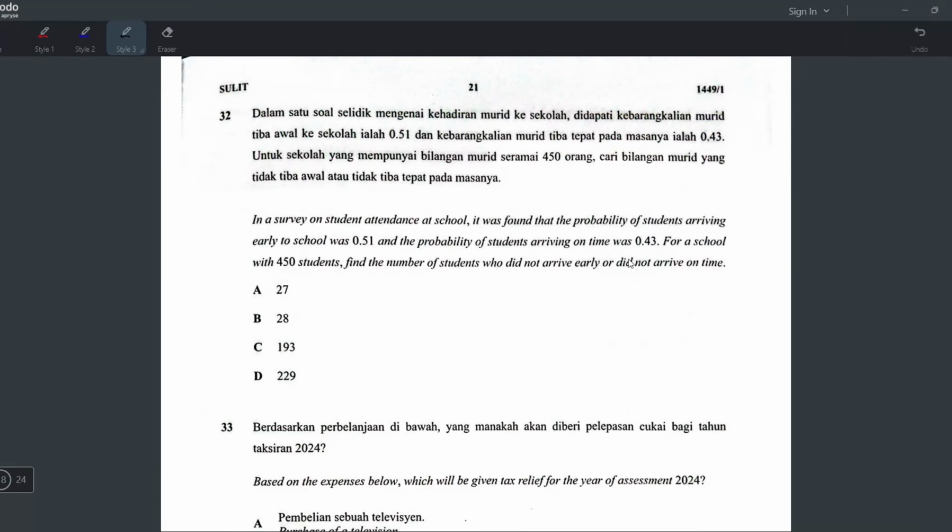Alright, what chapter is this? Probability. Yeah, it's the probability chapter. Okay, in a survey on a student attendance at school, it was found that the probability of students arriving early was 0.51. And the probability of student arriving on time was 0.43. Okay, so they gave us two probability here. So let's write that down. So the probability for early is 0.51. And the probability of arriving on time. On time means tepat pada masa. So I can just write on time. This one is 0.43.